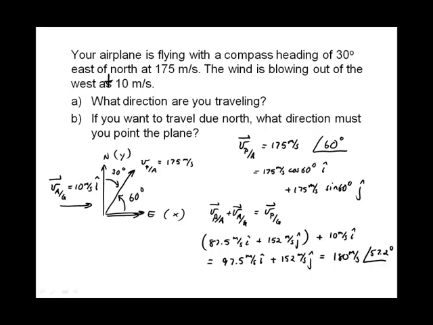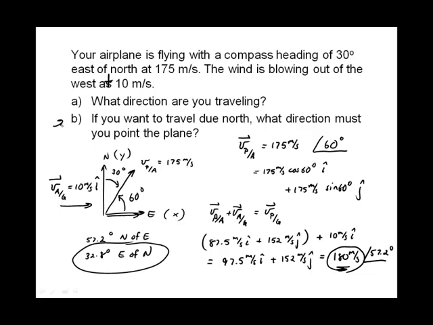So 57.2 degrees, I would say 57.2 degrees north of east, but in general we always use something less than 45 degrees. So that would be 32.8 degrees east of north. And that would be my direction. And this would be my speed. Okay, so 180 meters per second is my speed.